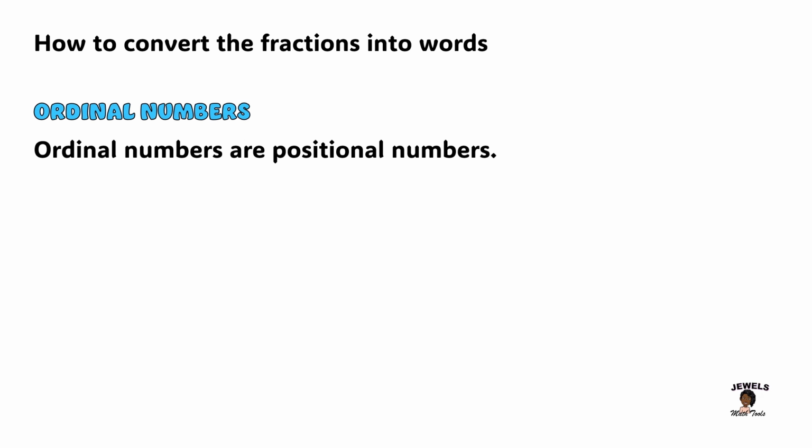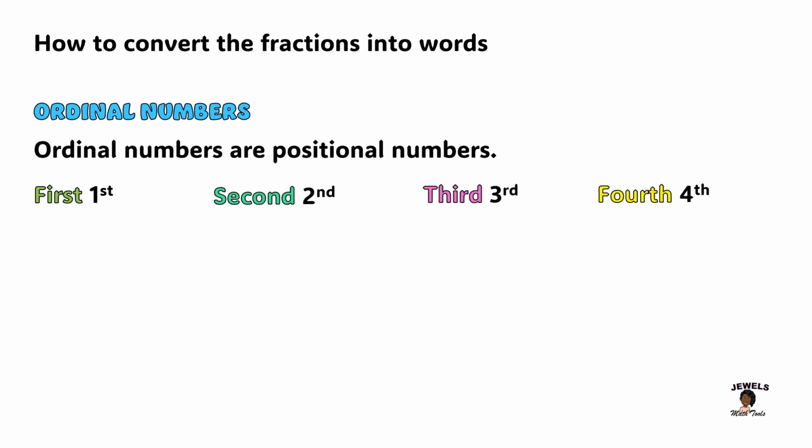So whenever you go to a race and you hear them using words such as first, second, third, fourth, fifth, sixth, and so on, these numbers are what we call ordinal numbers. These are numbers that we use to put things, items, and like I said, sometimes people in positions. So when we are converting our fractions into words, we use these ordinal numbers. Now you may be wondering, how are these ordinal numbers used?